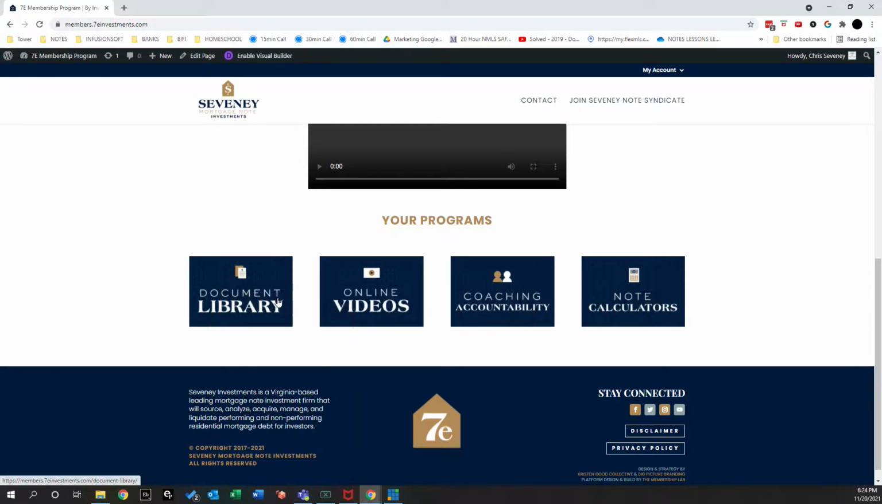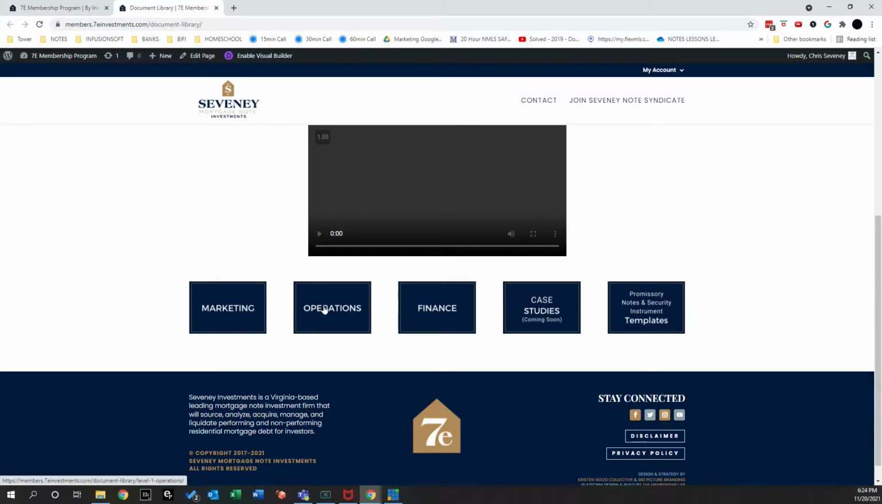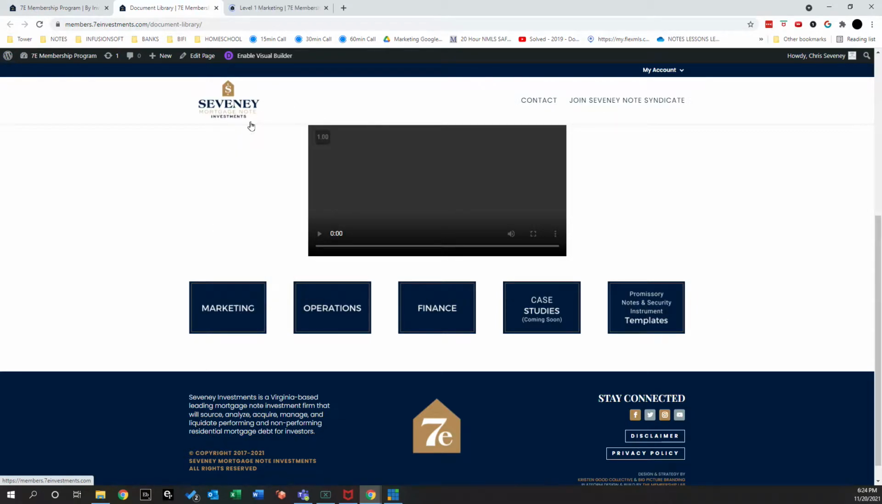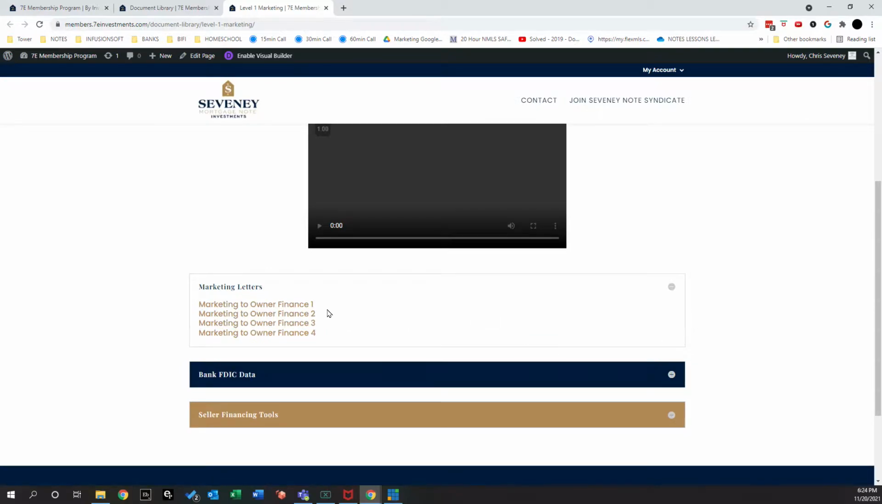First we're going to go into the document library, which is broken down into marketing, operations, finance, case studies, promissory notes, and security instrument templates. Marketing is for people who are looking to originate or reach out to borrowers on seller financing. So we've got some marketing letters that are included.